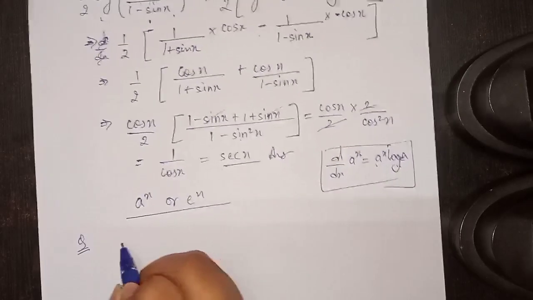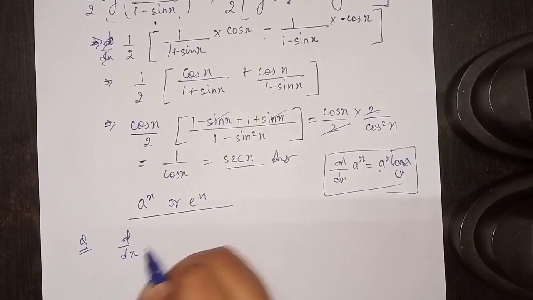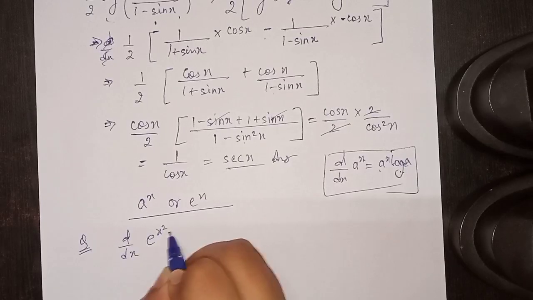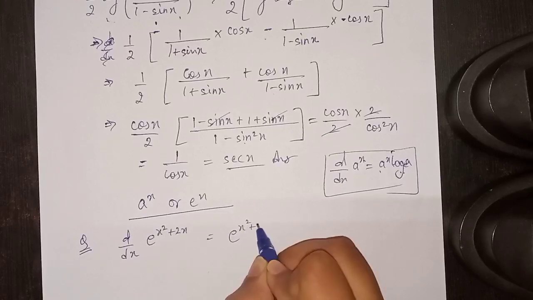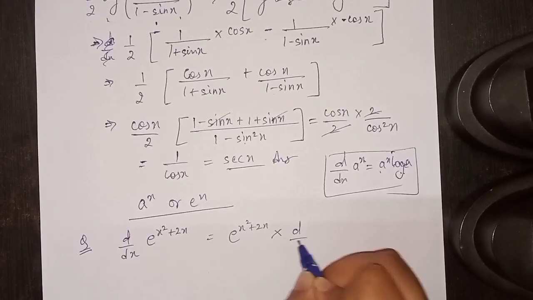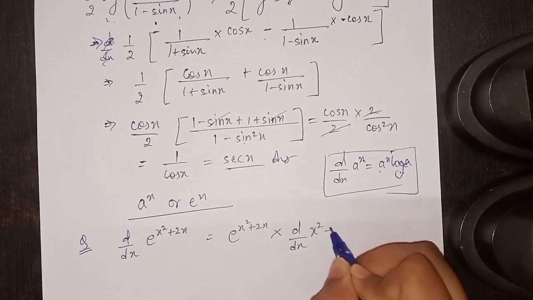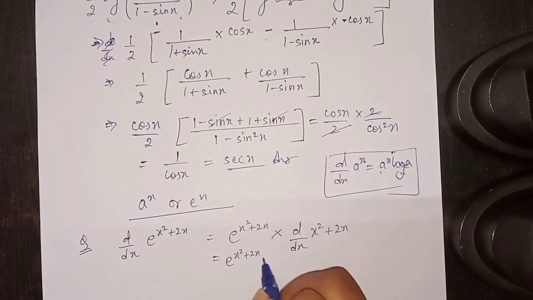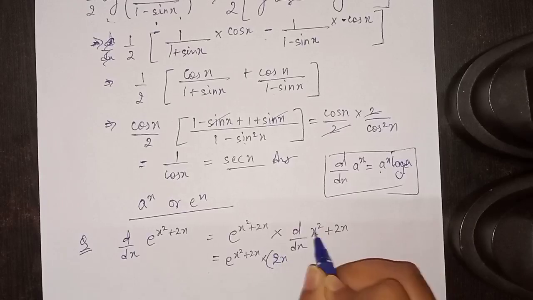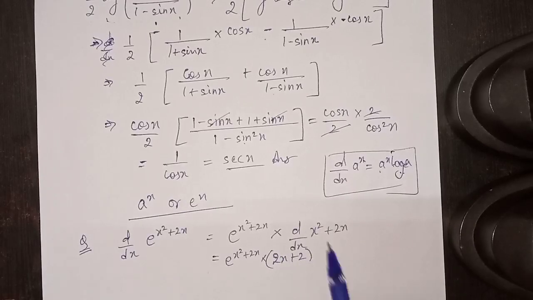Question: d by dx of e to the power x square plus 2x. This will be e to the power x square plus 2x multiply d by dx of x square plus 2x. E to the power x square plus 2x multiply 2x plus 2, right? Differentiation of x square is 2x and differentiation of 2x is 2.